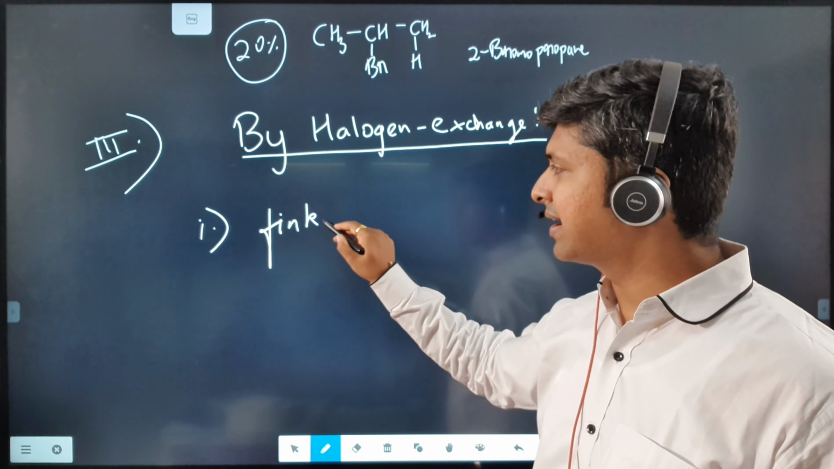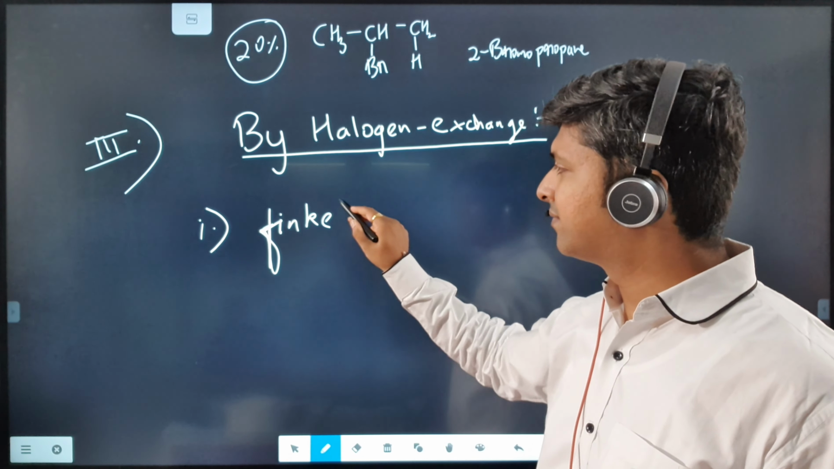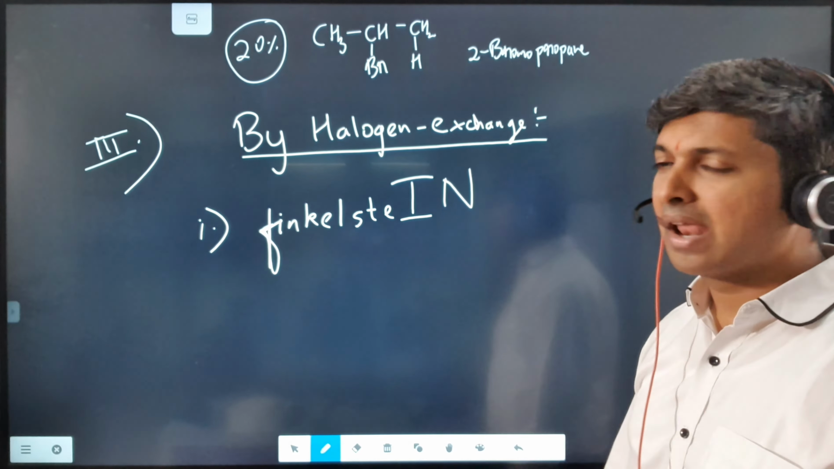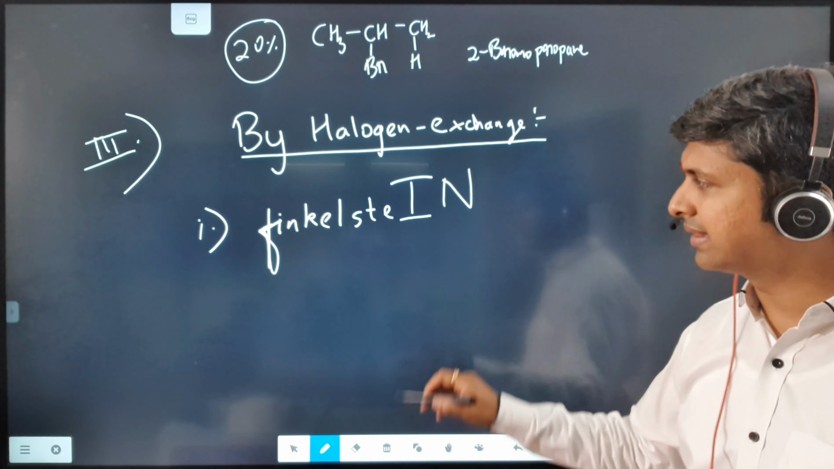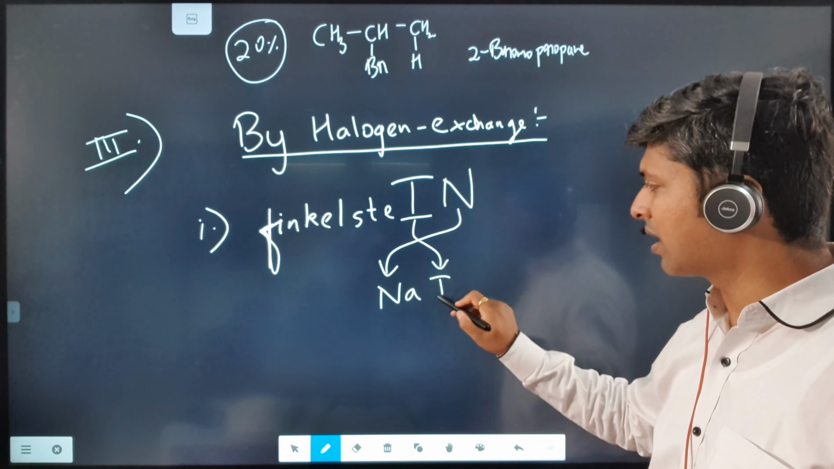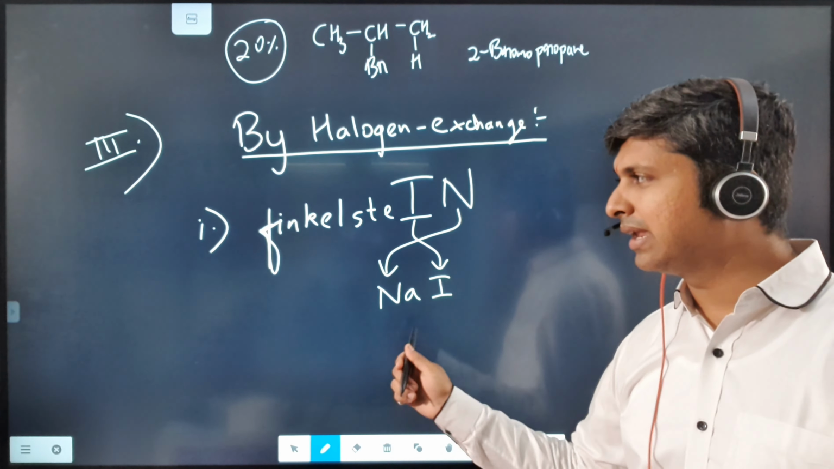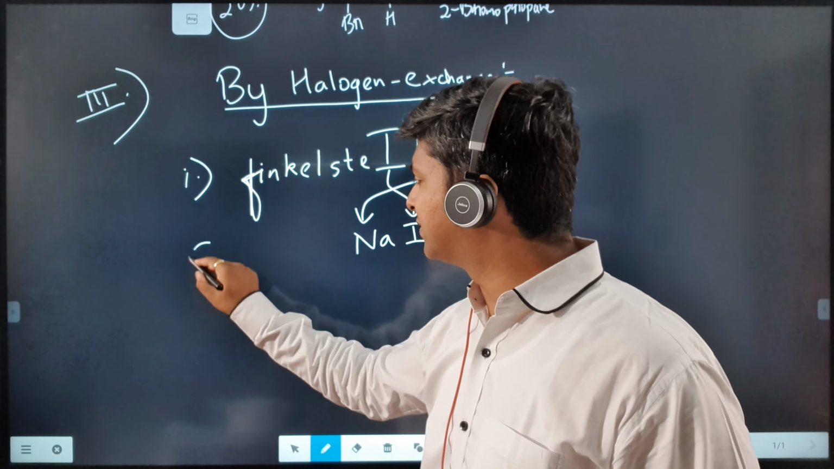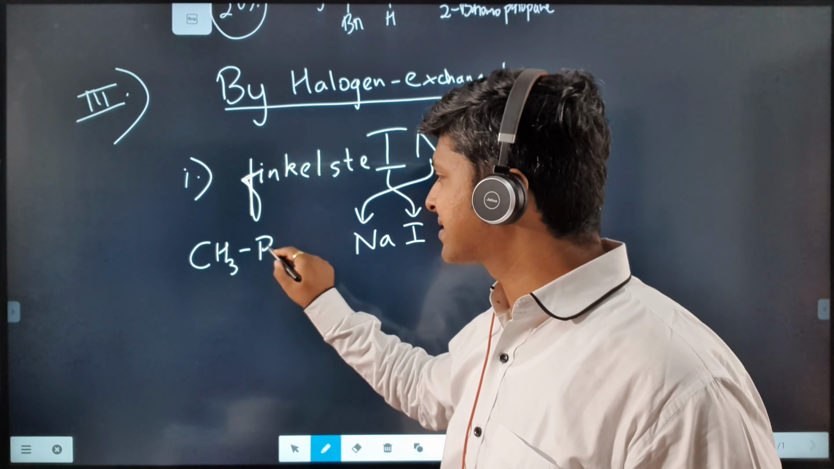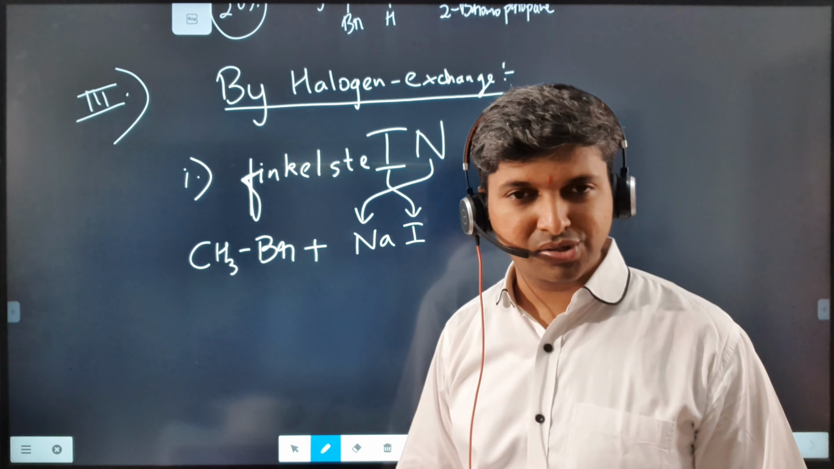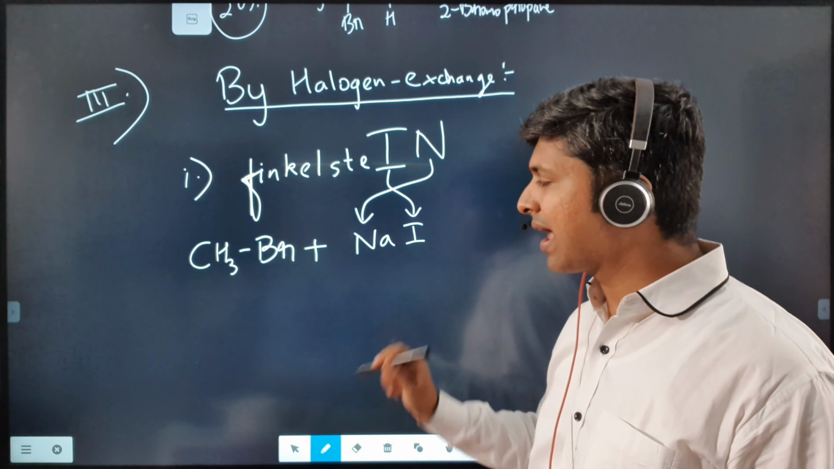Have a look at the way I'm writing Finkelstein. Last two letters mein capital likh raha hoon. Ye last two letters hamara mnemonic hai. Like N will stand for Na and I will stand for iodide. So you have to compulsorily use NaI as one of the reactants over here. And you will be taking any of the haloalkanes. Say for example, you can take CH3Br, but just don't take iodoalkane. Otherwise, what are you going to exchange? So you take any haloalkane, but not an iodoalkane.